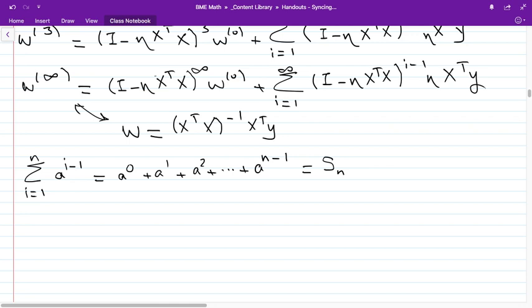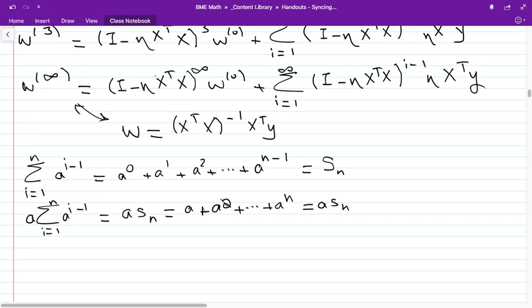So we have some scalar a raised to some power, and we're going to sum it up. Here it is, I summed it up here. Now I want to know what this sum is. So how do I find that? Well, let's multiply this quantity by the number a. Now what is this? That's a times s of n, which is equal to a plus a squared, up to a to the n.